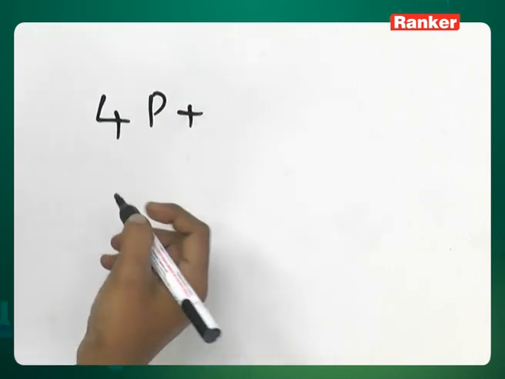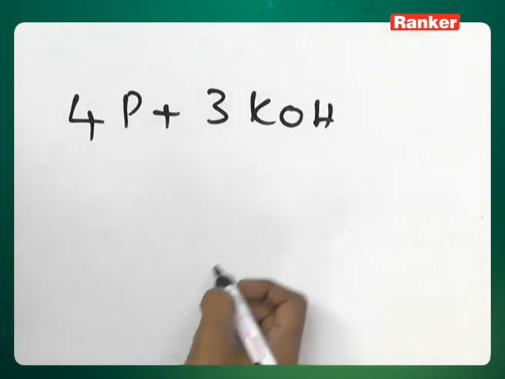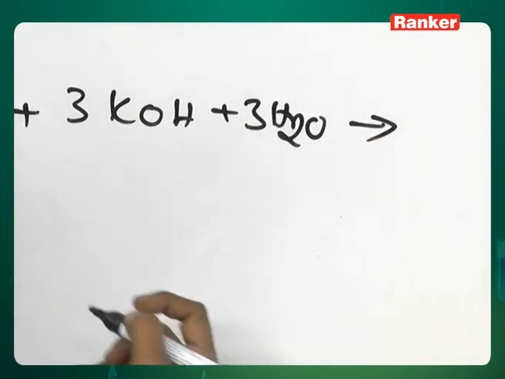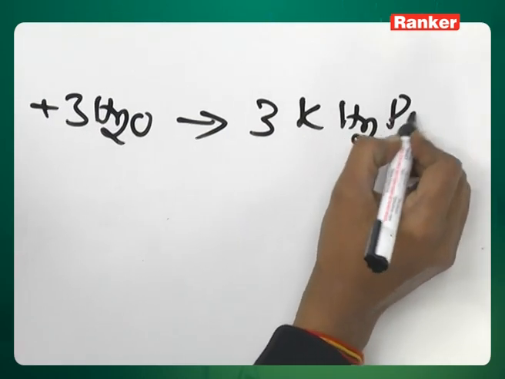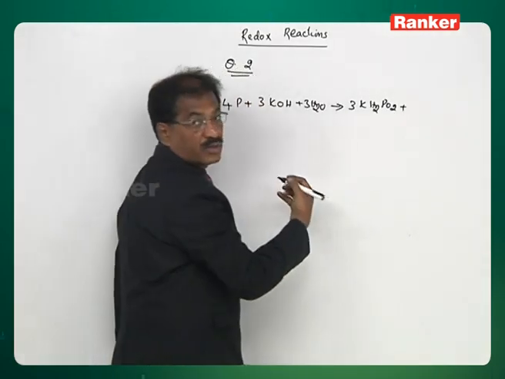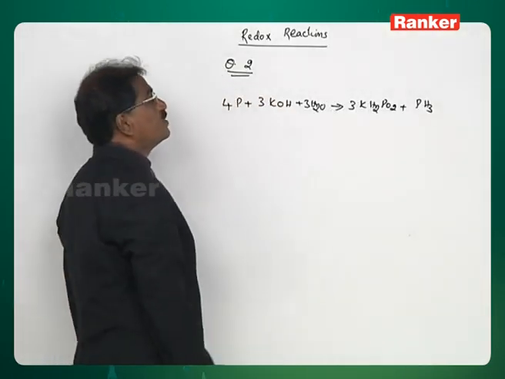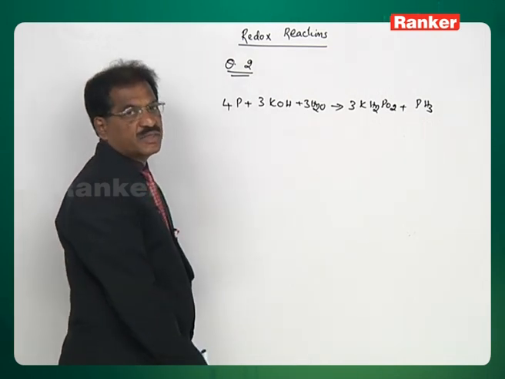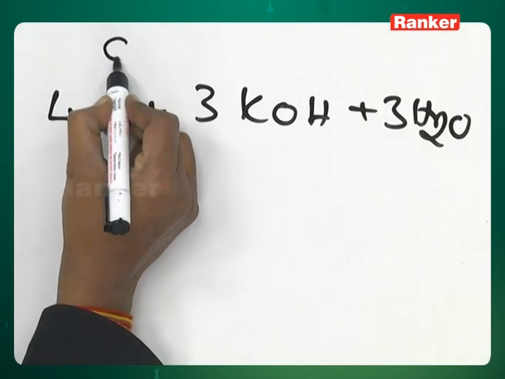4P plus 3KOH plus 3H2O gives 3KH2PO2 plus PH3. So in this reaction, we have to identify which atom is undergoing oxidation and which atom is undergoing reduction. So now identify the oxidation state of every atom.